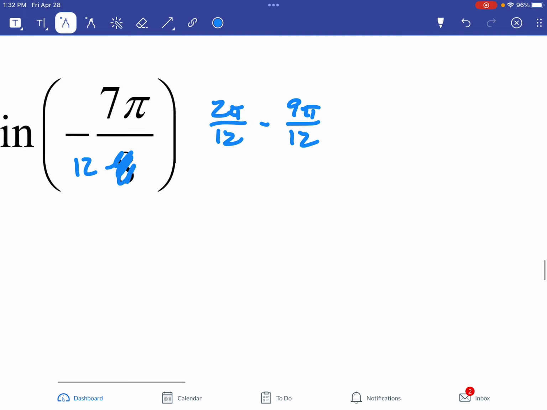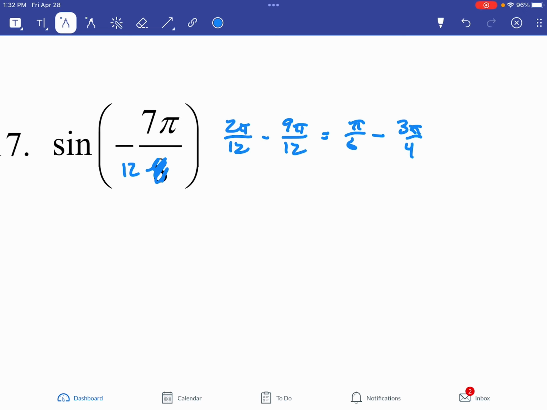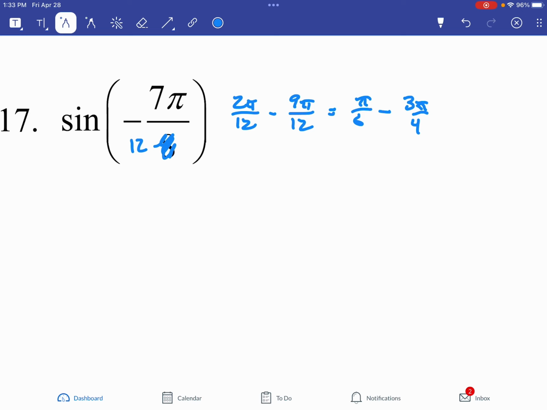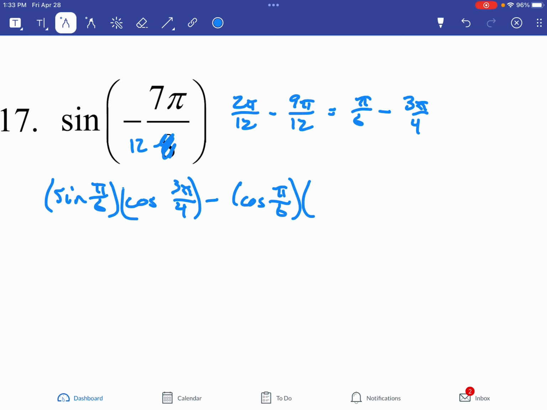That gives you negative 7. To reduce those, you get pi over 6 and minus, it's reducible by 3, so that's 3 over 4, 3 pi over 4. Since I'm doing sine and minus, do the sine of pi over 6, the cosine of 3 pi over 4, minus the cosine of pi over 6 times the sine of 3 pi over 4.